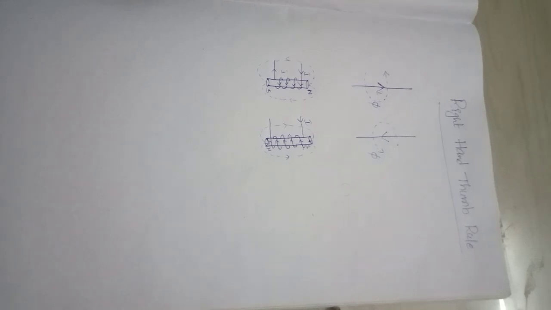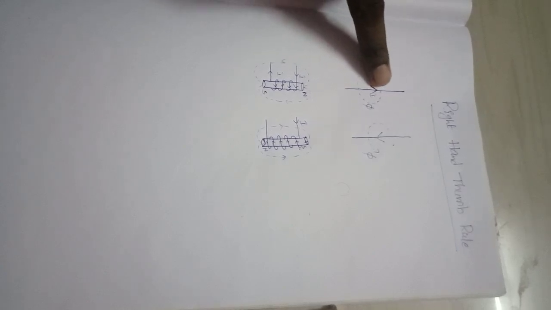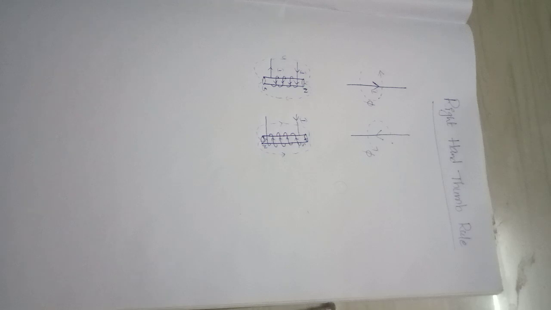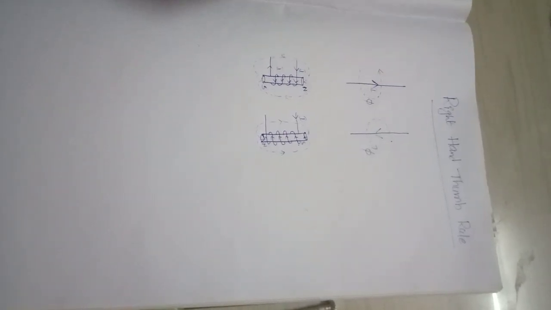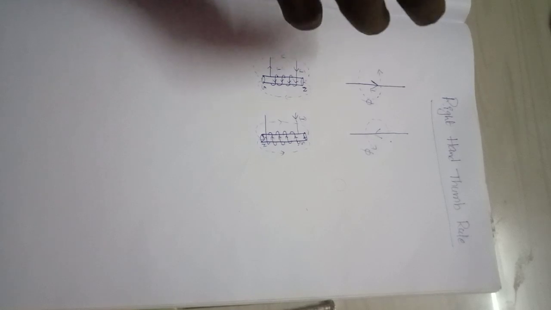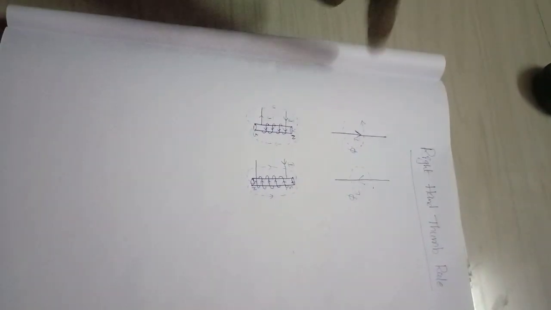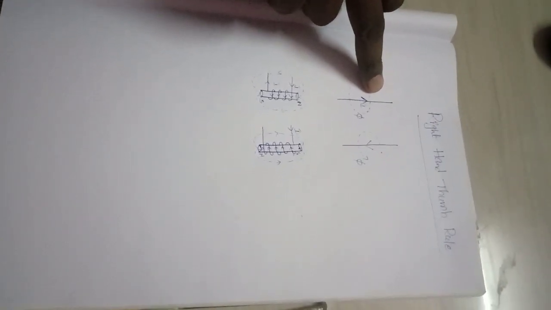We all are familiar with the right hand thumb rule, which says that whenever there is a current flow through a conductor, there will be a magnetic flux around the conductor, and whenever the current direction is shown with the help of the thumb, we can have the flux with the curled fingers direction. This is one way of explaining the right hand thumb rule.